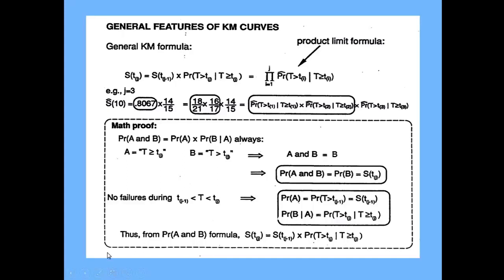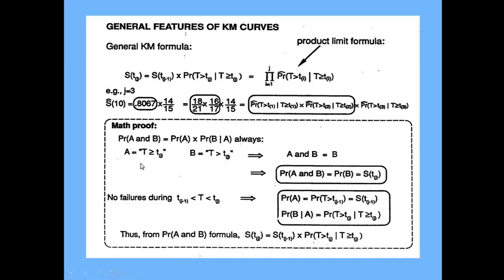I talk about that in the textbook, but what it comes down to is a little tricky here. If event A is the failure time being greater than or equal to Tj, the ordered failure time at time j, and B is the failure time being greater than Tj. So A is greater than or equal to, and B is greater than.